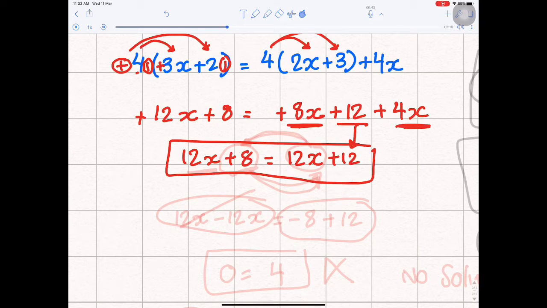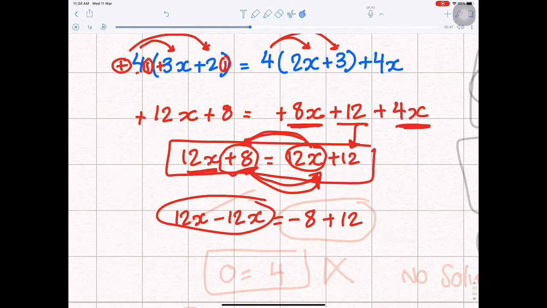Now the second step, as you remember, we need to move all the x's to one side and all the numbers to the other side in order to isolate the x. So I'll have here the 12x as it is. I'll move the 12x from the other side here with a different sign. It's going to be minus 12x. And the positive 8 is going to move to that side with a different sign, minus 8 plus 12. 12x minus 12x is going to be 0. Negative 8 plus 12 is going to be 4.